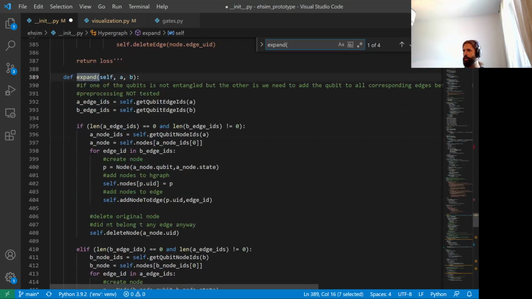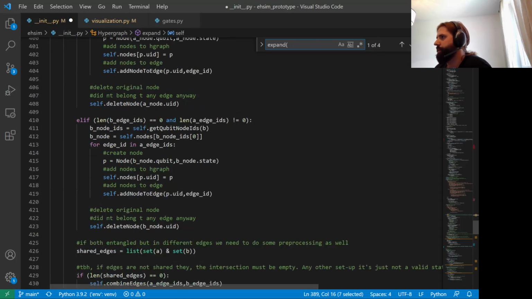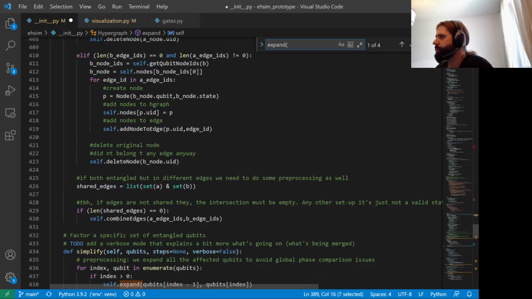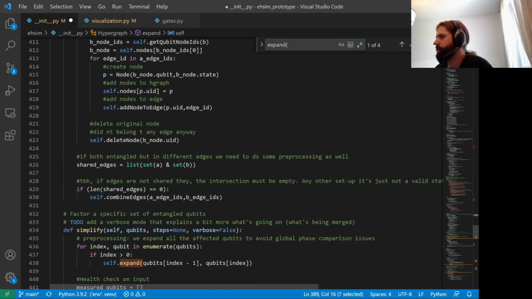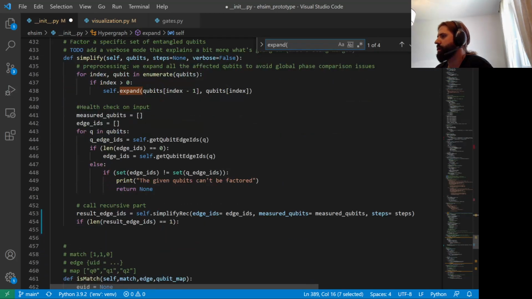So we take the edges, and what it does is it just makes sure that the qubits A and B share the same edges. That's what expand does. It's really combine edges. Yeah, that's expand.